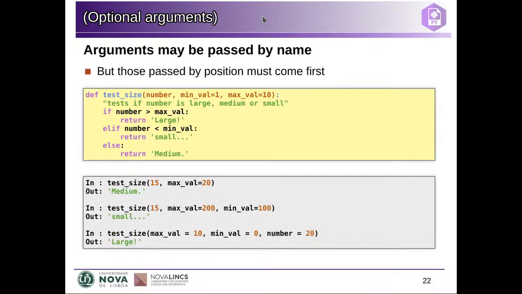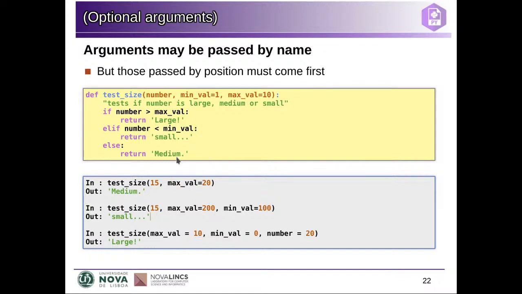So if we combine this with the possibility of assigning values to parameters by name, we can create functions that have many parameters, they have default values, and the user only needs to change those default values that they want. So for example, if we have test size 15, 15 goes into the number, we want to keep the minimum value, we don't want to change that, but we want to change the maximum value to 20, so we just put here maxval 20. We don't need to remember what's the position of this parameter, we just specify that this is the one we don't want to use the default value.